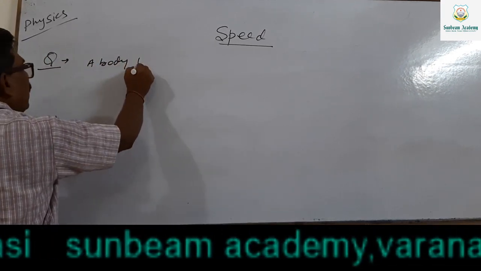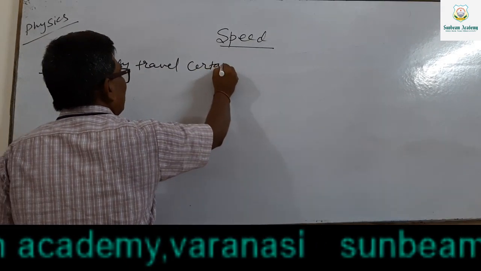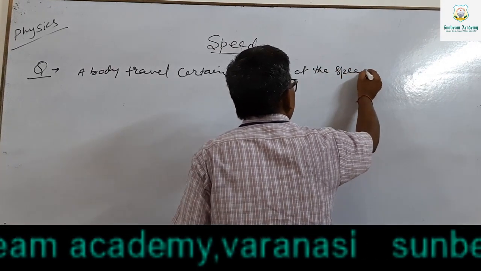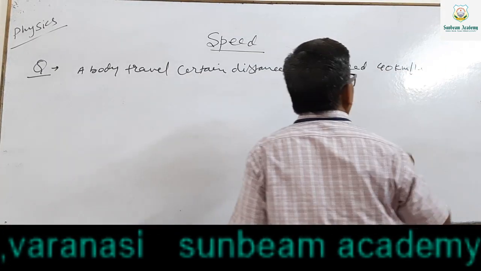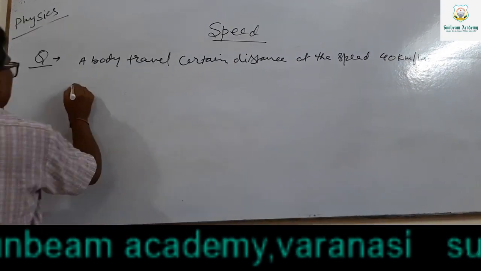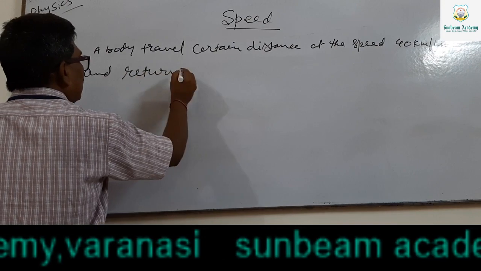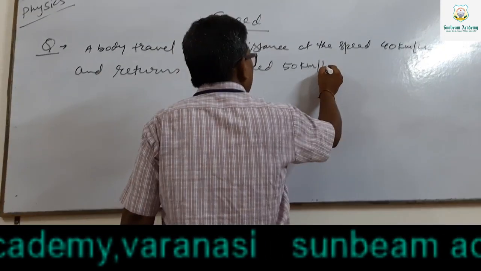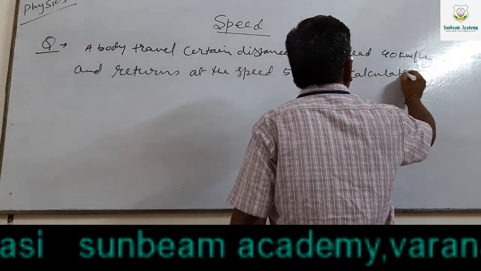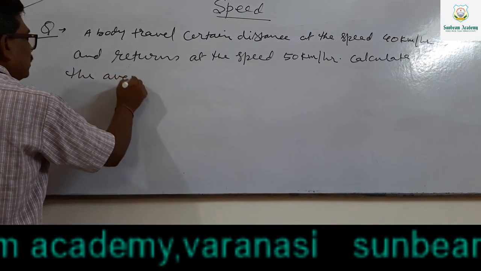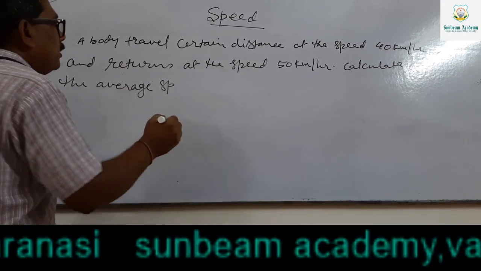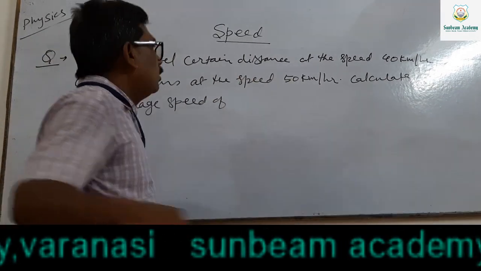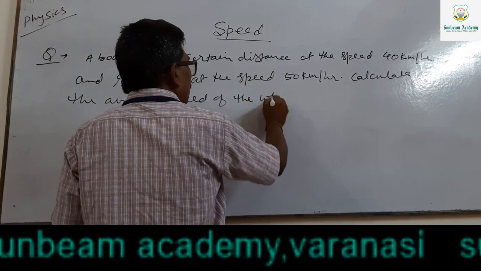A body travel certain distance at the speed of 40 kilometer per hour and returns at the speed of 50 kilometer per hour. Calculate the average speed of the whole journey.